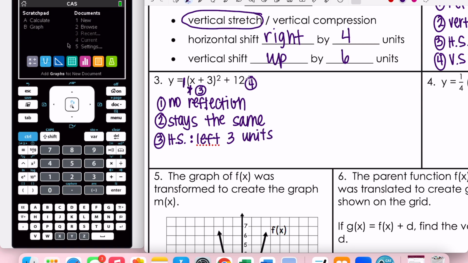The last place we want to check for is the value of k. Now here I am adding 12. And so again, this is a vertical shift. If I'm adding 12, this means I'm going up 12 units.